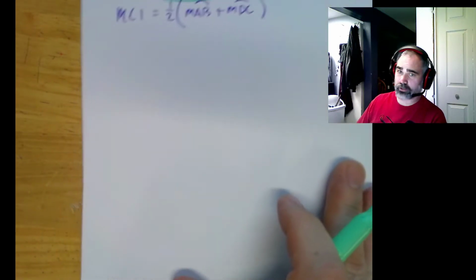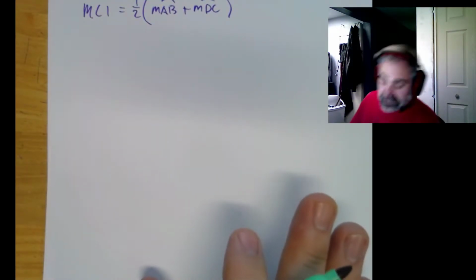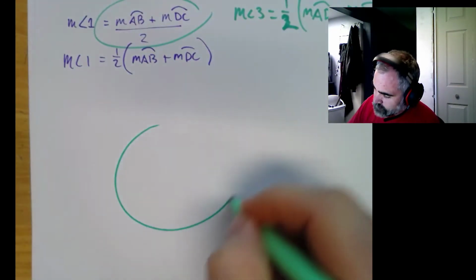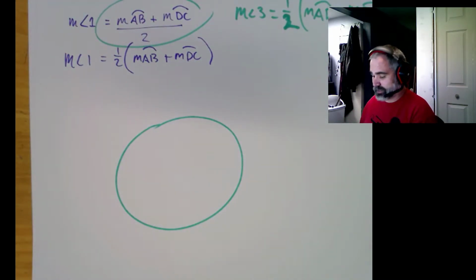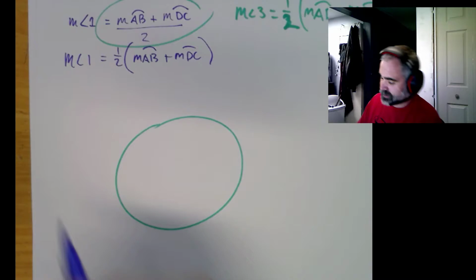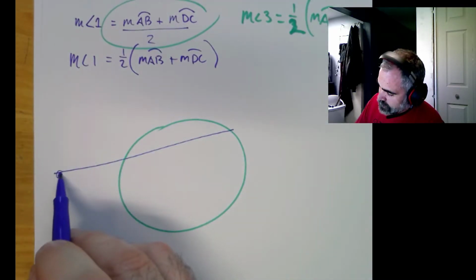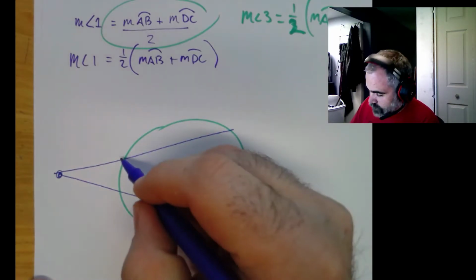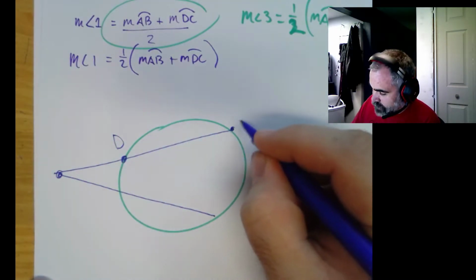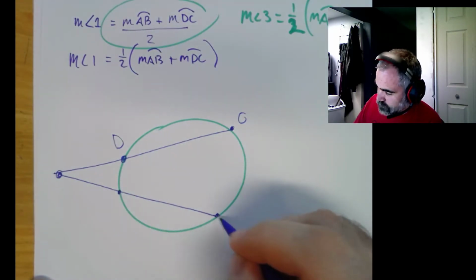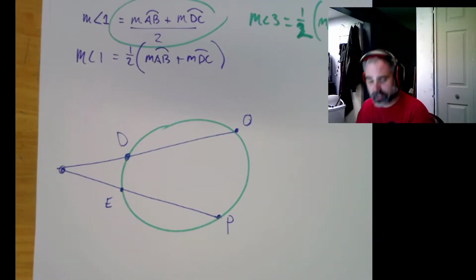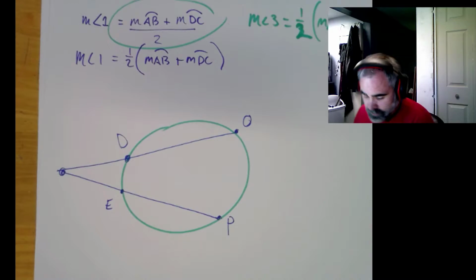So let's look at some other ones here that we're going to try. What happens, and this is going to be kind of weird, if I have a circle, and try not to get too freaked out, but what if I have the angle outside the circle? We'll go ahead and give these some letters here. DOPE, that looks good.